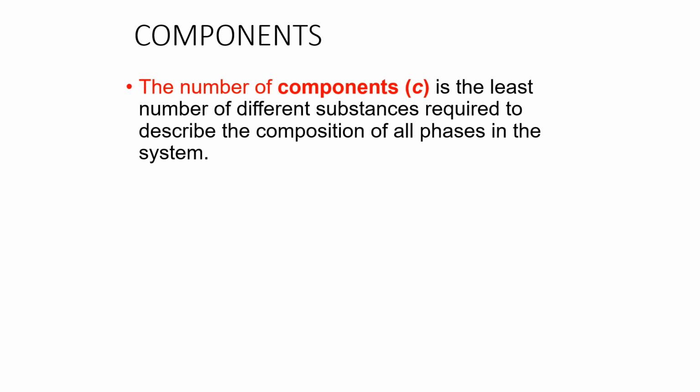So when we consider the three phases of solid, liquid and gas in a system, we also must consider the components present in the system. So what is defined by the components? Components is the least number of different substances required to describe the composition of all phases in the system.